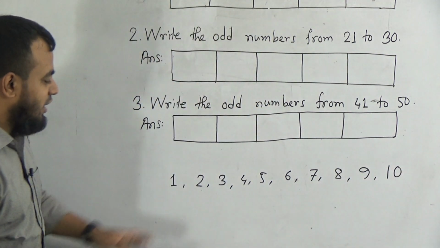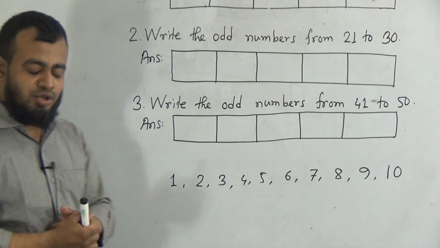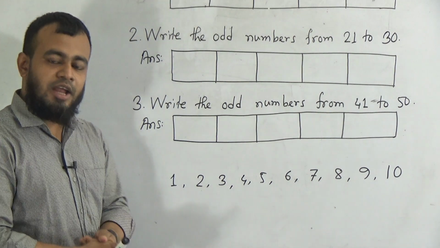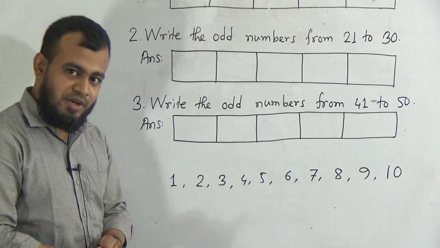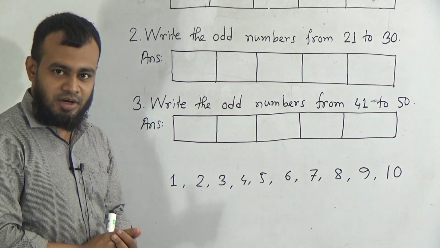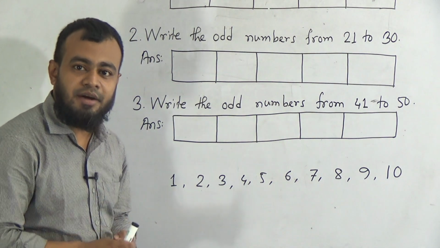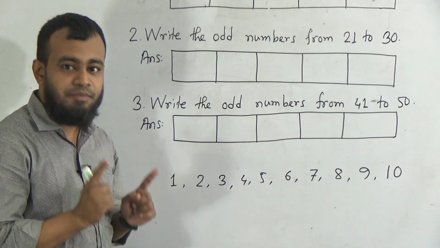My dear students, look at these 10 numbers from 1 to 10 I have written down here. Now we will find out which numbers are odd and which numbers are even. First of all, find out which numbers are odd. The odd numbers are those numbers which can't make a pair.